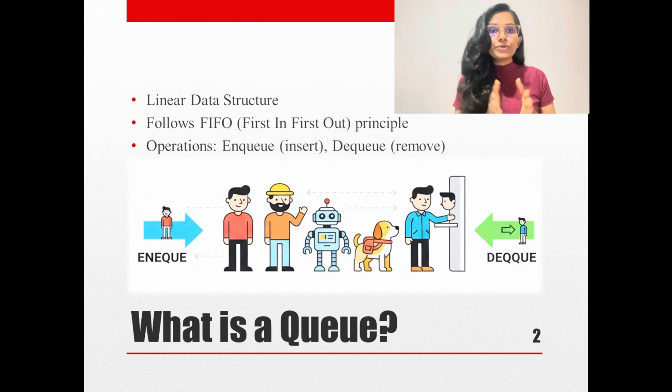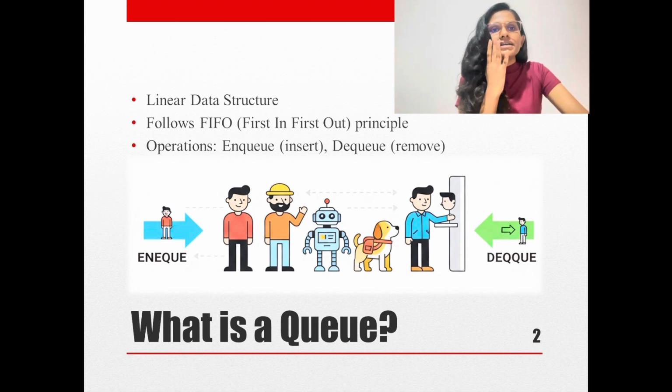A queue supports two main operations. Those are NQ and DQ. NQ is to insert an element at the rear, or basically the end of the queue. DQ is to remove an element from the front of the queue. And there are other helpful operations like peek and isEmpty. So let's talk about them later on. Queues are used in a variety of applications: CPU scheduling, print queues, handling customer requests, and more.